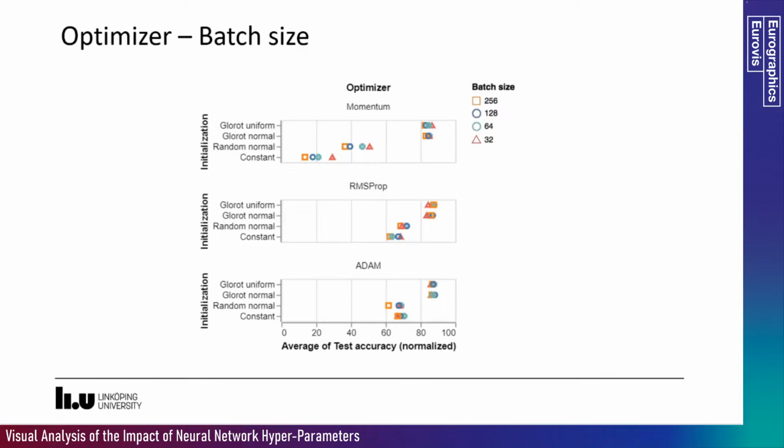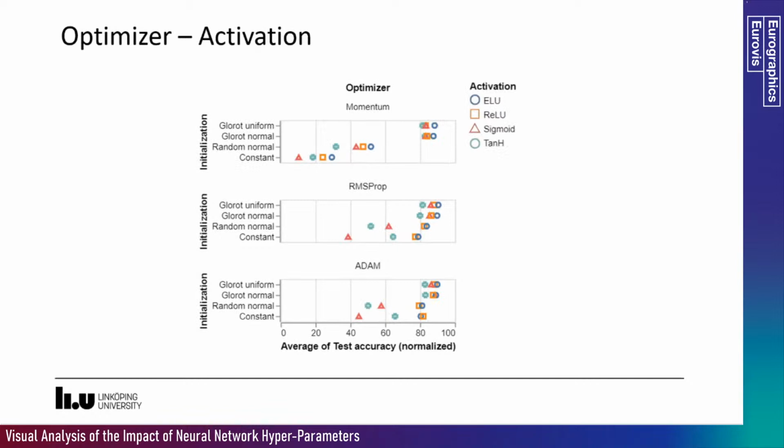Switching the third parameter to activation function, we can see that, for example, if ELU activation, indicated by the blue circles, is used together with Glorot initialization, then the momentum optimizer performs on par with state-of-the-art optimizers. An interesting observation is that the ELU activation shows a consistent small improvement over the widely used ReLU in most circumstances. We can again see that there is a large discrepancy between the optimizers when the constant or random normal initialization schemes are used.